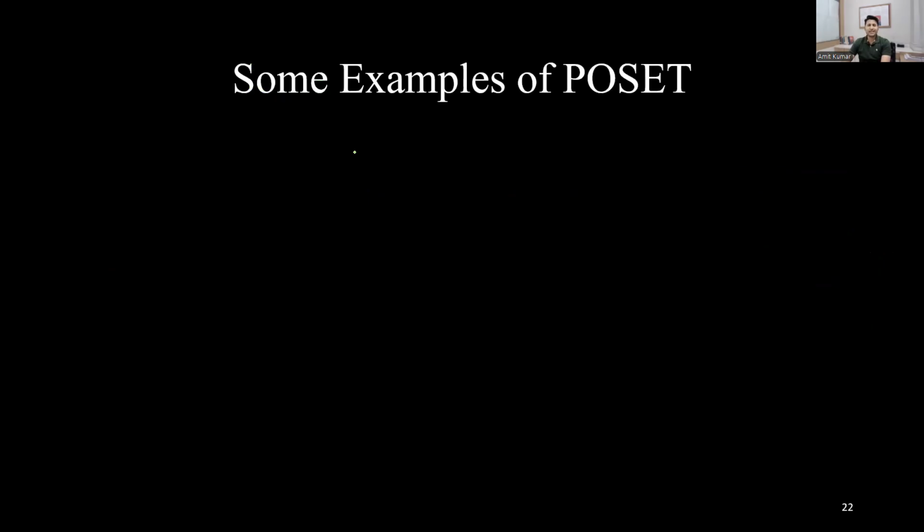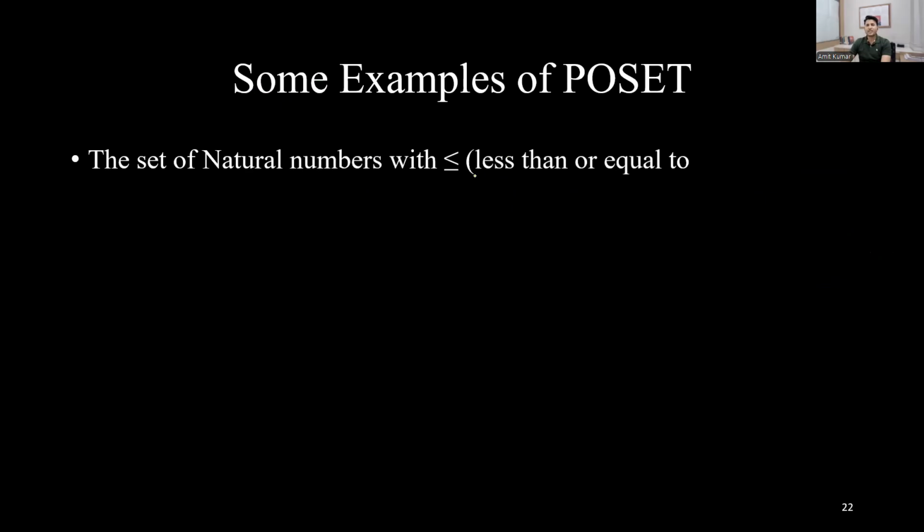Now, let us take some examples. The set of natural numbers with the operation less than or equal to. If I am taking the set of natural numbers and the operation is less than or equal to, that means our set here is 1, 2, 3, and so on. This is your set of natural numbers, and the operation is less than or equal to. So (a, b) belongs to R if a is less than or equal to b. This is how the relation is defined.